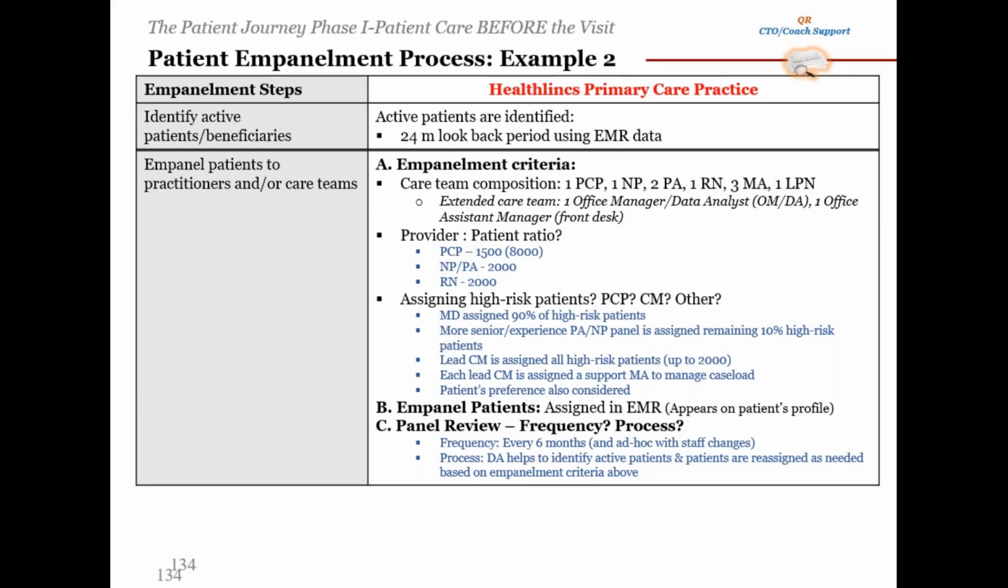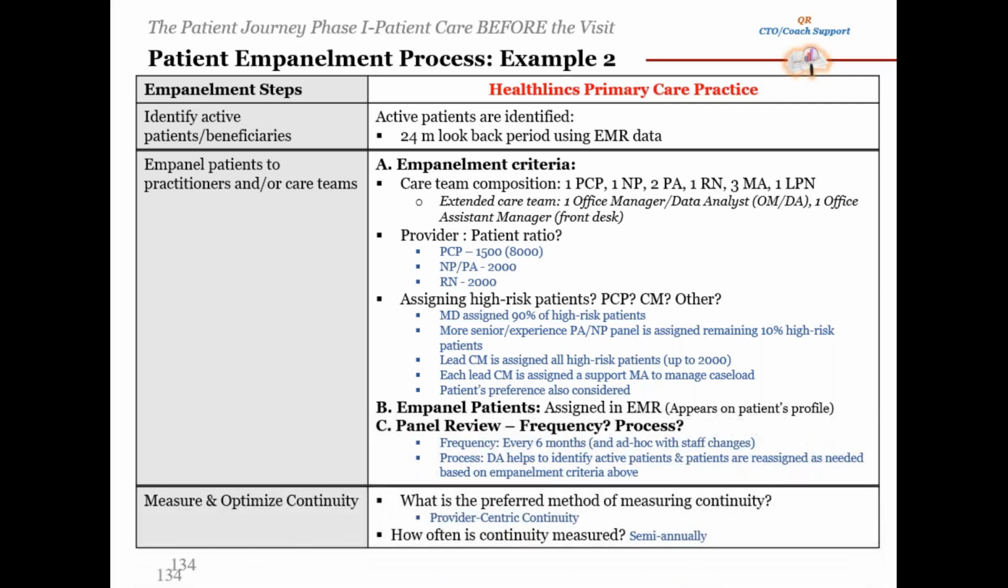Like I said, the MD will be assigned most of the high-risk patients, and then the remaining 10% will go to the PA or the NP, but all other medium or low-risk patients will be assigned to others. And then here you can see that the method for reviewing continuity will be provider-centric. As simple as pulling the information from the EMR to say, of all the patients that this provider saw, how many of them were empaneled to this provider? So you get to know how often that happens.